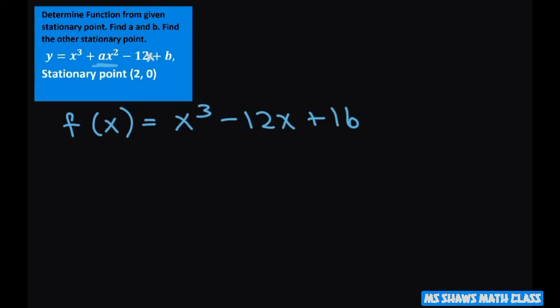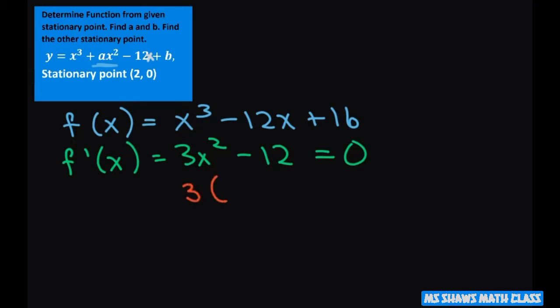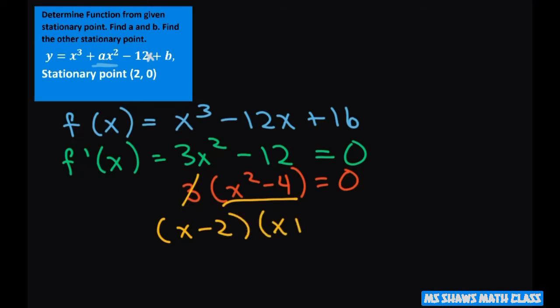Now we can differentiate. f prime of x gives me 3x squared minus 12. Set it to 0, and let's factor. So you factor out a 3, you're going to get x squared minus 4 equals 0. We can divide both sides by 3, and the 3 will go away. So now if you factor this out, you get x minus 2 times x plus 2 equals 0. All right, so we get x equals 2 and x equals negative 2.